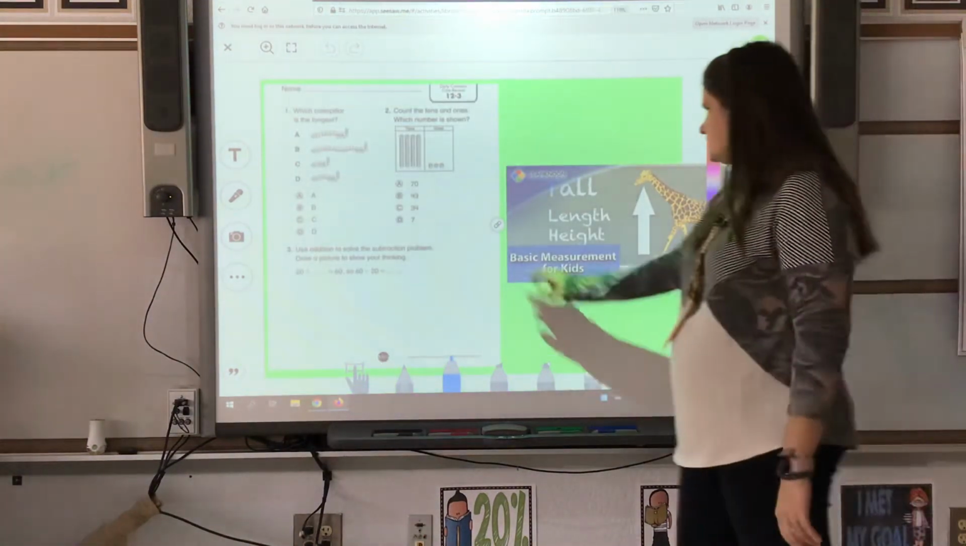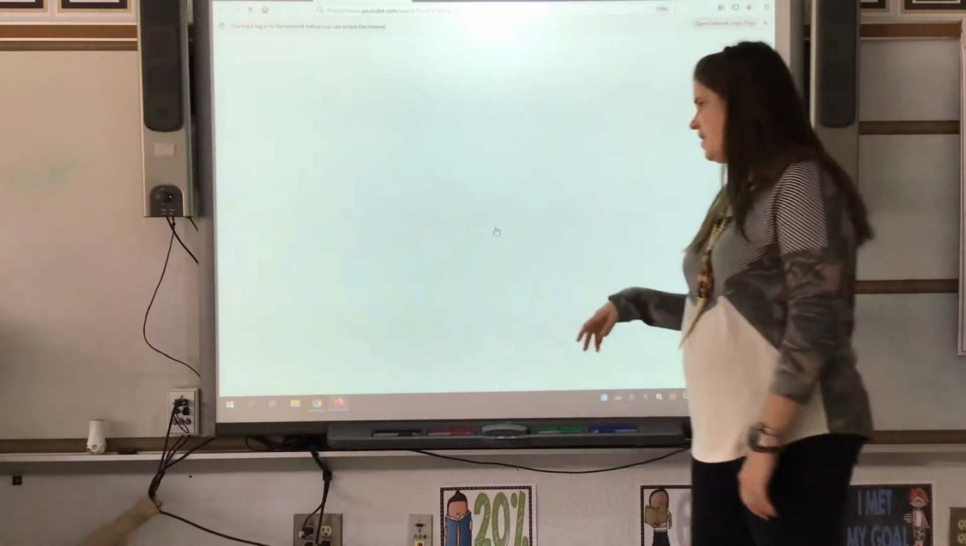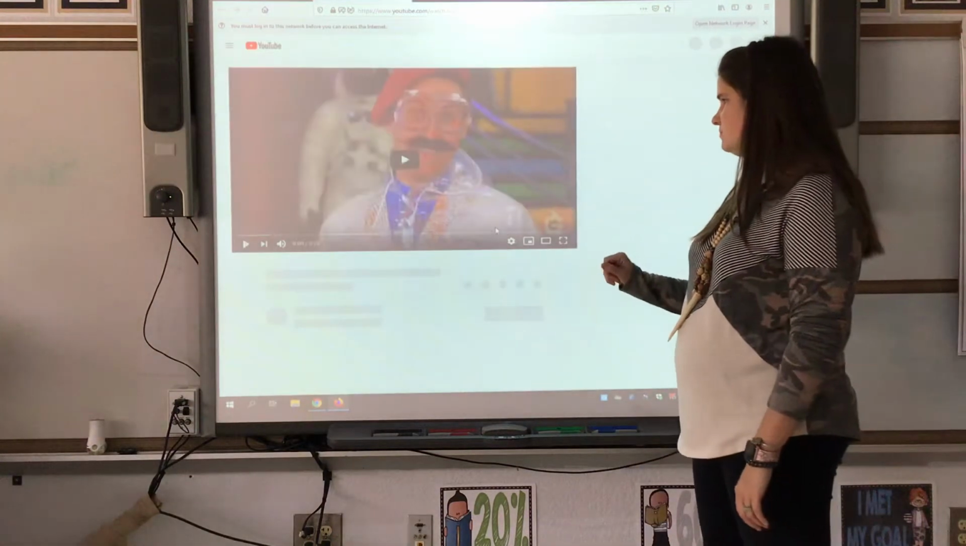Our vocabulary words are tally mark, data, longest, shortest, length, tally chart, and picture graph. We are going to listen to our video first and then do our review.